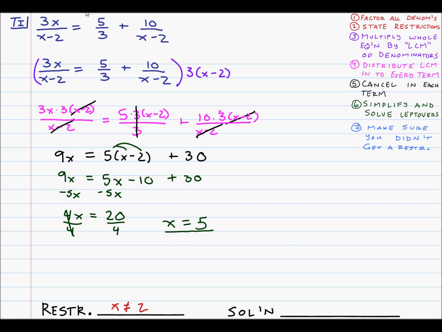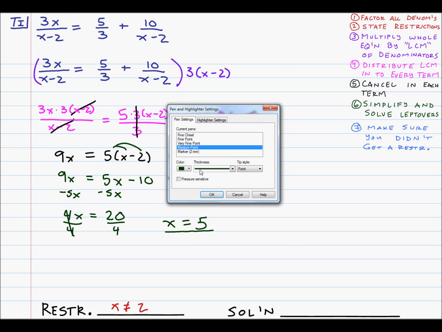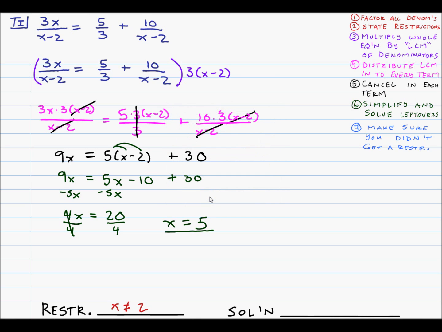Is it a restriction? 1, 2, 3. No, it's not. 5 and 2, not the same thing. In fact, we found our solution: x equals 5. So if we want to know the number that makes this whole equation work out, it would be 5. With that said, that covers everything that I got for the lesson.